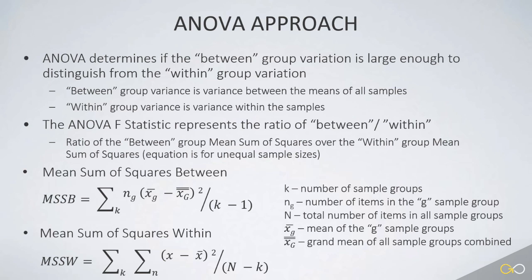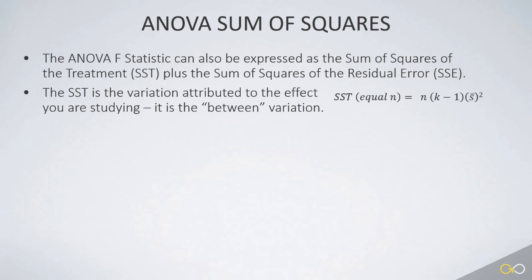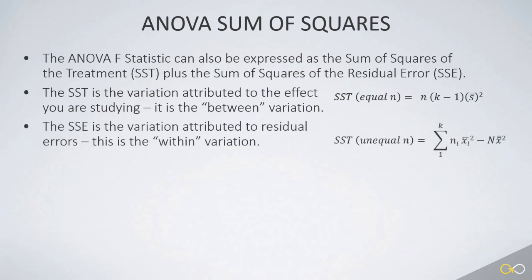Note that the between group mean sum of squares is comparing sample means to the grand mean of all the data, while within group mean sum of squares is looking at the variation in each unique sample and then summing those results. A quick word about the sum of squares. The F statistic can also be expressed as the sum of squares of the treatment plus the sum of squares of the residuals. The sum of squares of the treatment is another way of expressing the between variance. You can see the equation here. And the sum of squares of the residual error is another way of expressing the within variance. It's based upon the residuals of each of the data points.